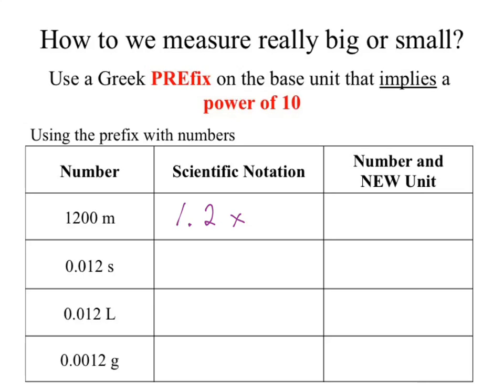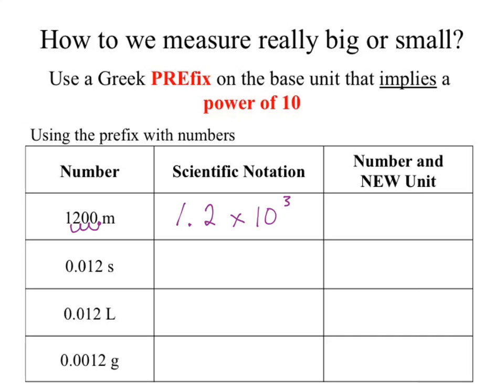So 1.2, our implied decimal point, we shifted 1, 2, 3 positions. So we have 10 to the third. Is it positive or negative? Positive. We shifted it to the left, so we're looking at a positive value. Another way we could look at it: is the number big or small? The number is bigger than 1. Is 1200 bigger than 1? Yes. So that means our exponent needs to be positive.